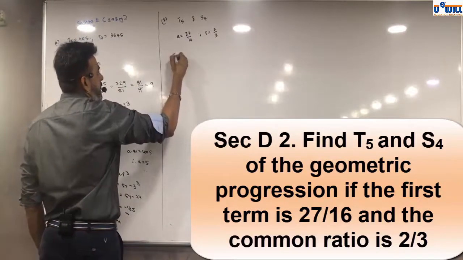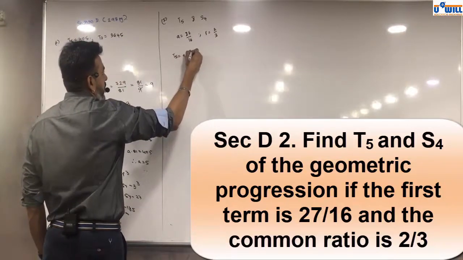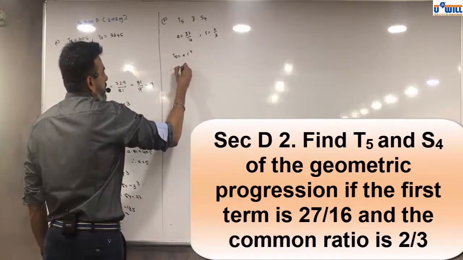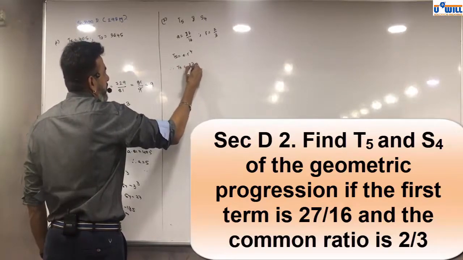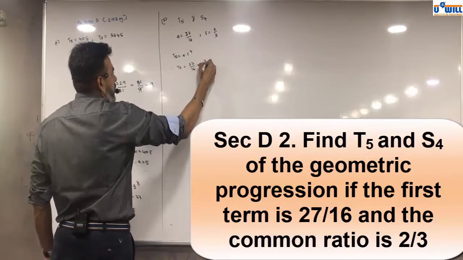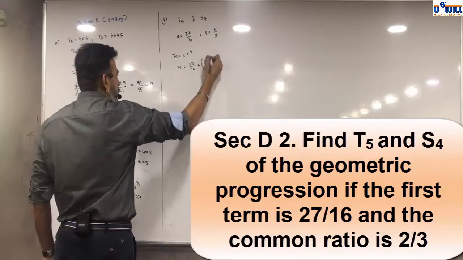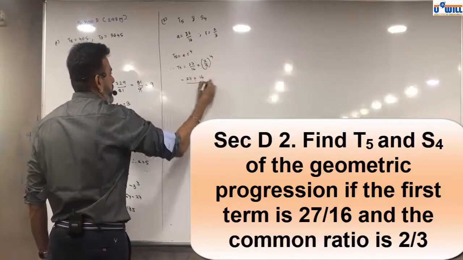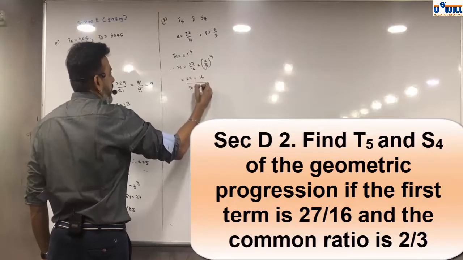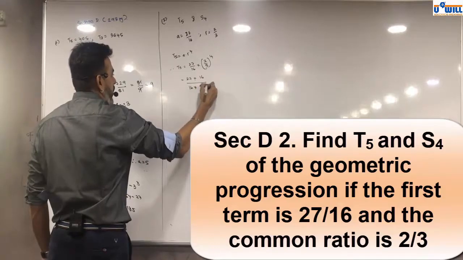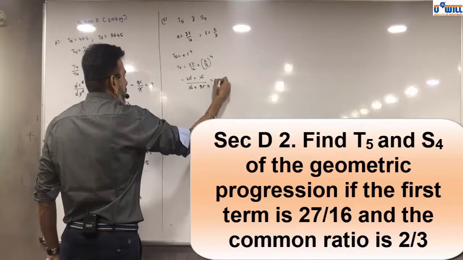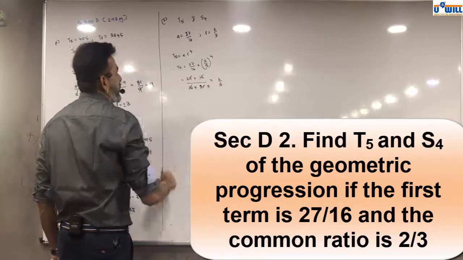So first we find T5. T5 is A into R raised to 4. So T5 is equal to 27 by 16 into 2 by 3 whole raised to 4. 2 raised to 4 is 16, upon 16 into 3 raised to 4 is 81. So T5 is 1 by 3.